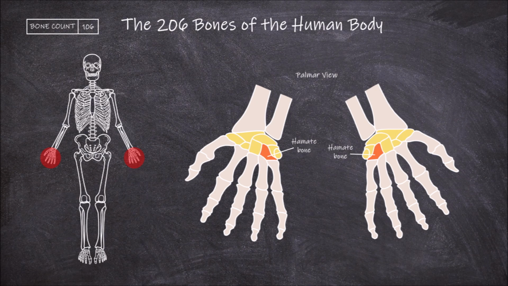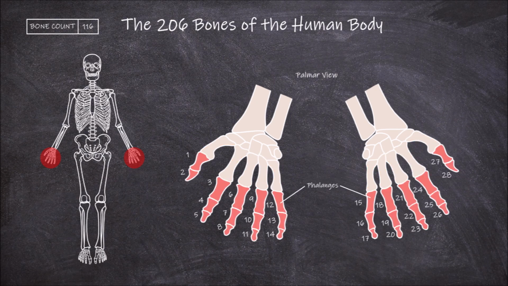The next bones of the hands are the 10 metacarpal bones, 5 in each hand. This takes our total bone count up to 116 bones. The last bones of the hands are the 28 phalanges, 14 on each hand. This jumps our total up to 144 bones.